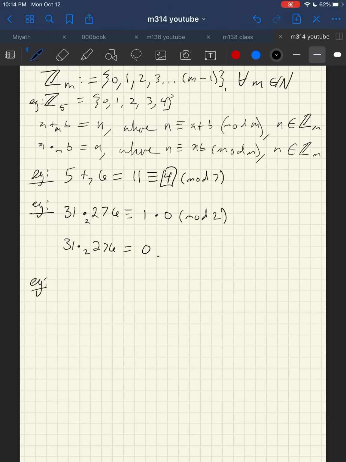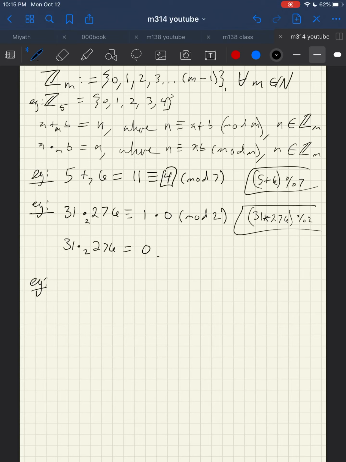Let's do another couple of examples. Hopefully it'll make a little bit more sense. So basically, if you've seen the programming concept before, this is just the same as 5 plus 6 percent sign 7. And this is the same as 31 times, in computer programming languages frequently an asterisk, 276, and then percent sign 2. That's what this one would be in sort of computer language.